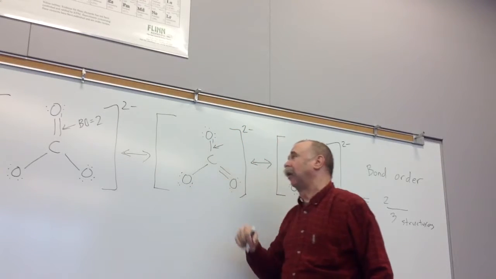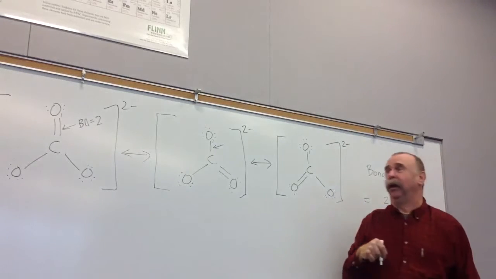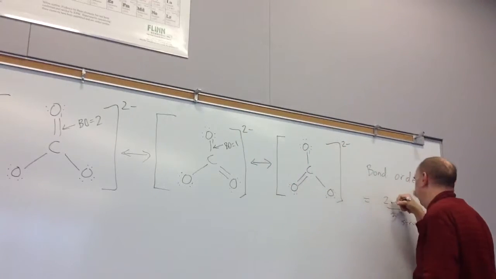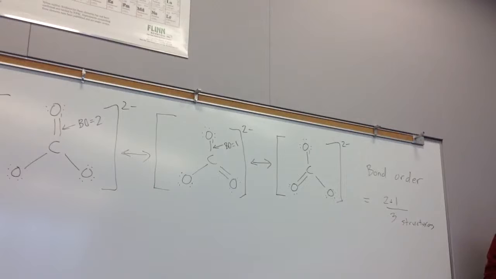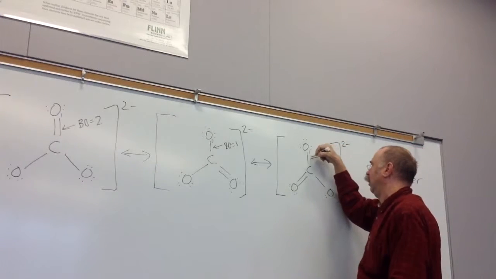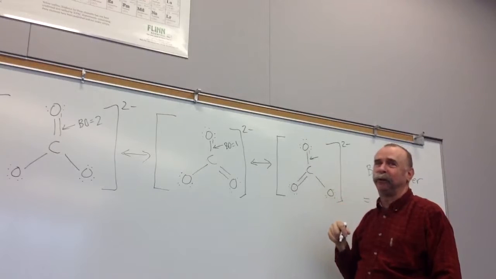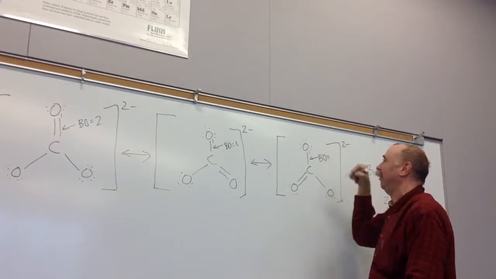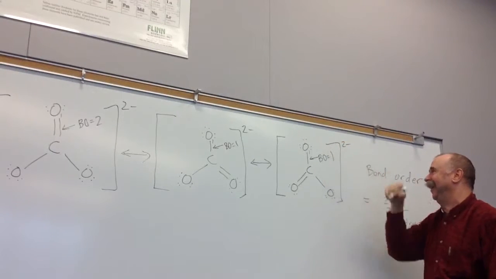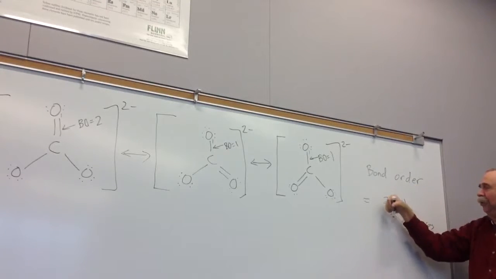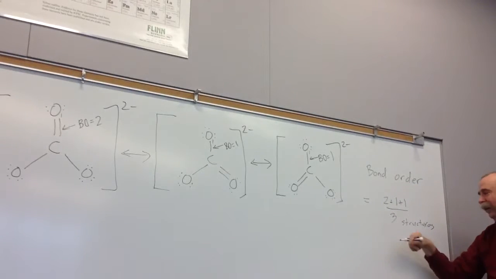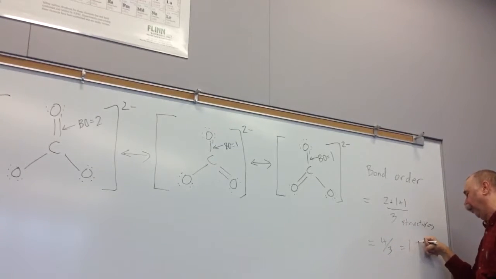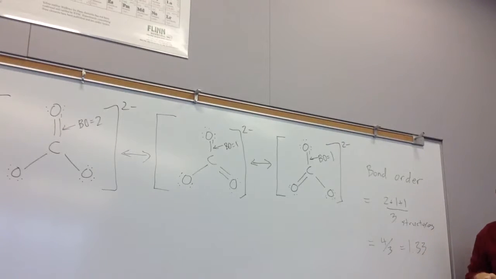What number would I plug in next for the second structure? 1. Because that's a bond order of 1. I'll put a 1 there. Hopefully it's obvious that the third one is going to be a bond order of how much? 1. So 2 plus 1 plus 1 divided by 3. 4 thirds, or 1.33 repeating 3's.